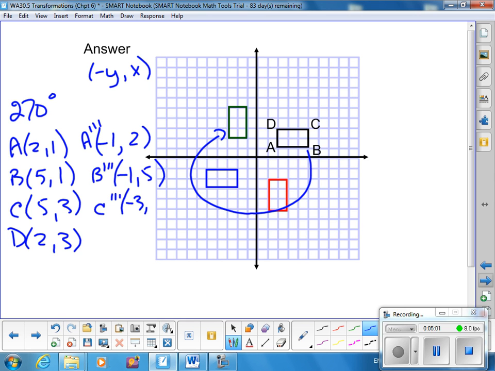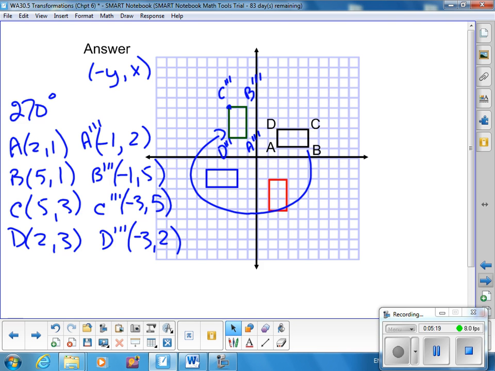C negative 3 and 5, and D is negative 3 and 2. Okay? So our points would then be C, B, A, and D when we rotate it all the way around.